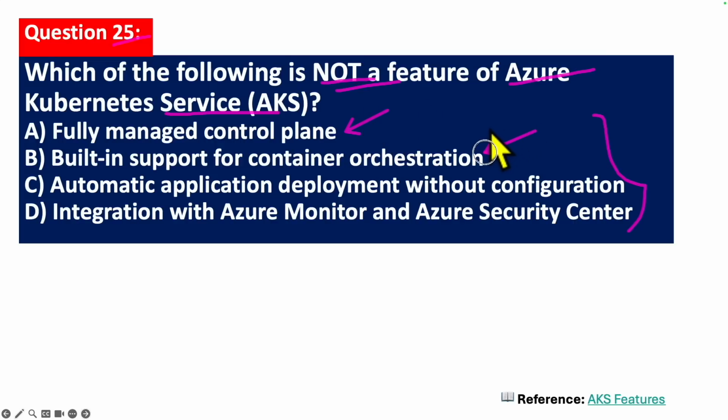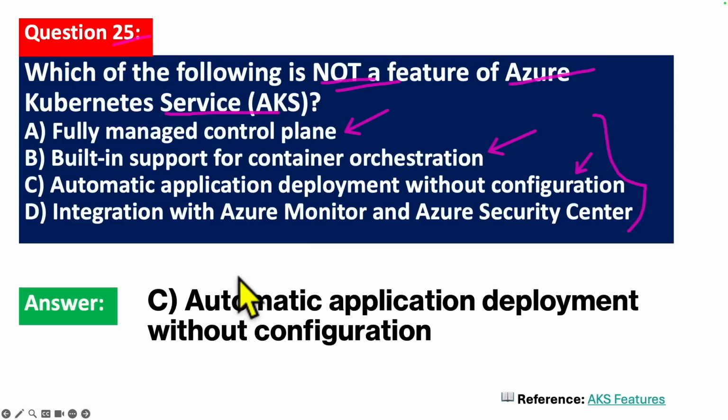Second is built-in support for container orchestration. 100% AKS has all the features and tools and mechanisms in place to support container orchestration by default within the service. The next is automatic application deployment without configuration. That is the wrong answer because AKS provides infrastructure management, but the application deployment requires configuration via Kubernetes manifest or Helm charts.